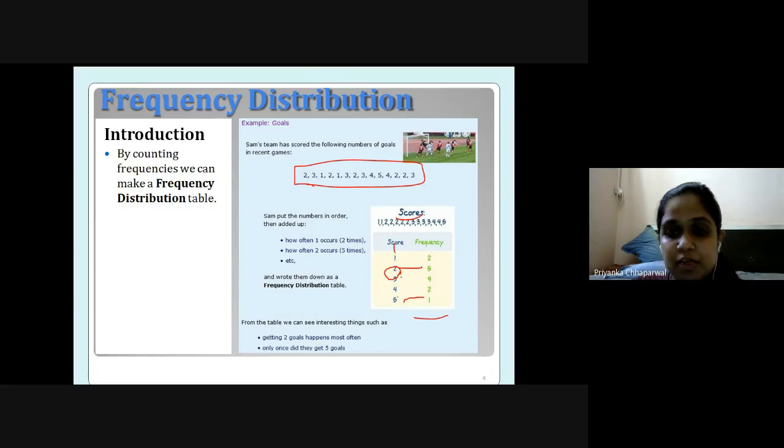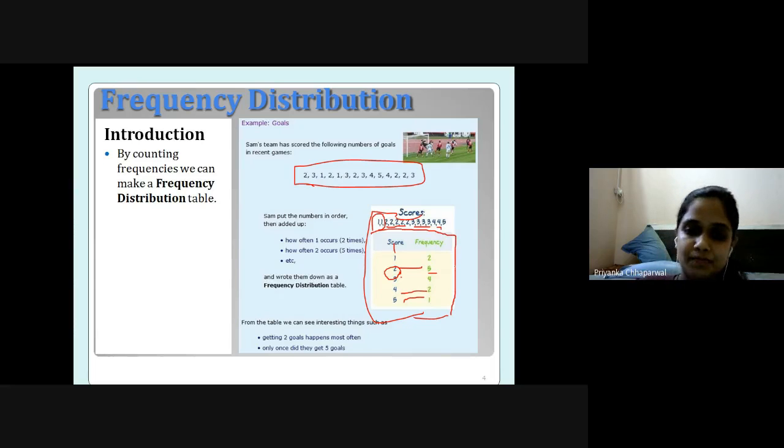Then I checked how many times 1 is repeated. 1 is repeated 2 times. Then I saw 2 is repeated 5 times, so I'm writing that. Then I checked 3, which is repeated 4 times. Then 4 is 2 times, and 5 is 1 time. What I made is known as a frequency distribution table. Yes ma'am.